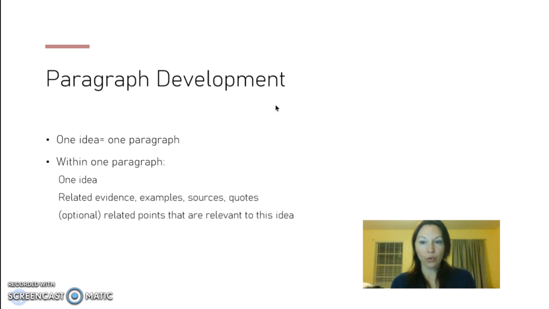So, where it says at the end, optional related points that are relevant to this idea, that would mean if you wanted to bring up a new idea that was still related, maybe you're transitioning to another idea that maybe you're going to discuss in the next body paragraph. However, if you feel like your paragraph is already getting lengthy, then you probably would want to wait and start that new idea in a new body paragraph. You never want it to be confusing for the reader.